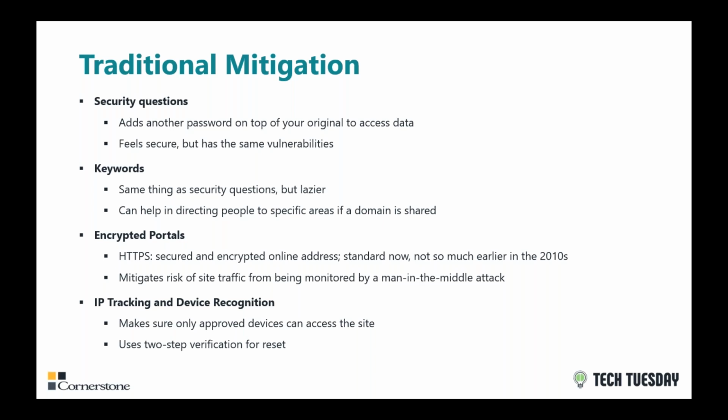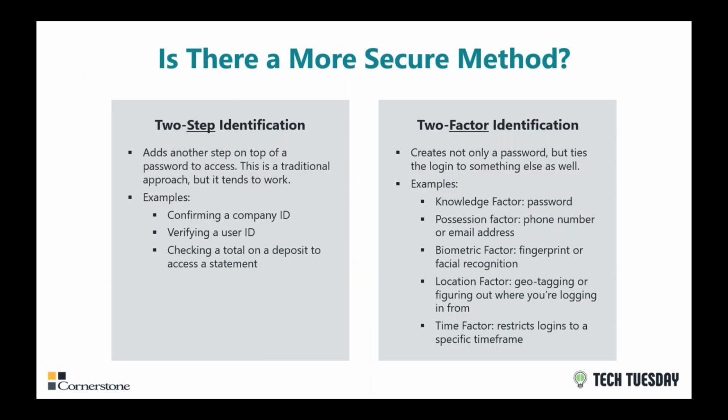Sometimes they might even give you an ID or a site token that sends out this code to be even more secure. And that's where we get into things like two-step verification and two-factor identification, which is really the more secure way of accessing information online. And there is a difference.